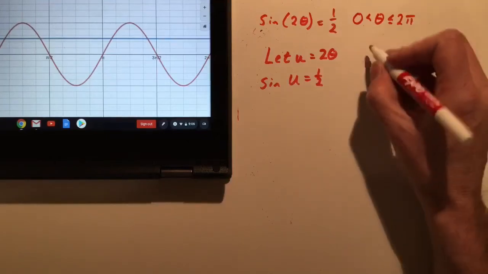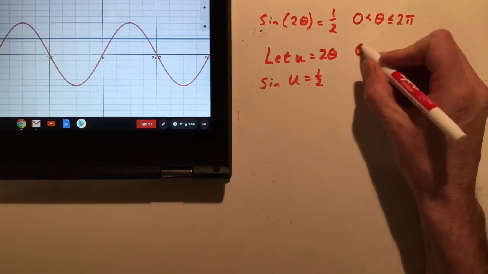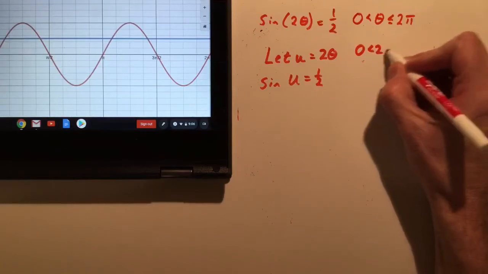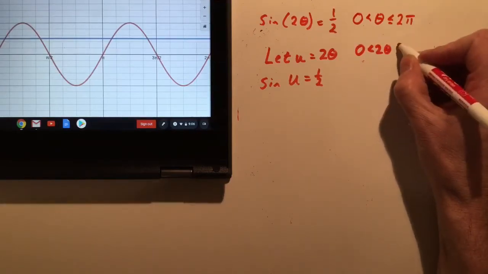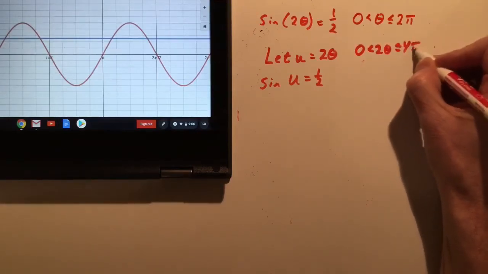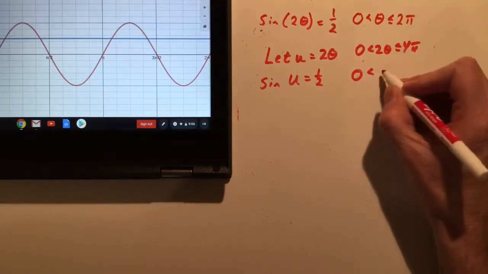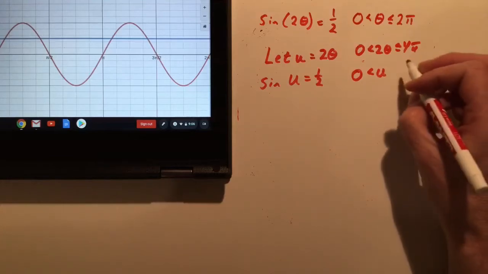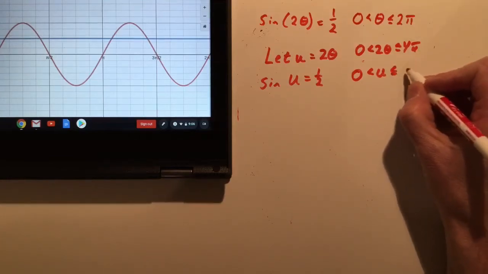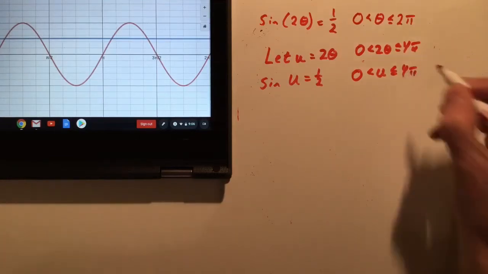So I need to put it in terms of u. If I multiply through that inequality by 2, I get 0 is less than 2 theta, less than or equal to 4 pi. And since u is equal to 2 theta, I get a new restricted domain: 0 is less than u, less than or equal to 4 pi.